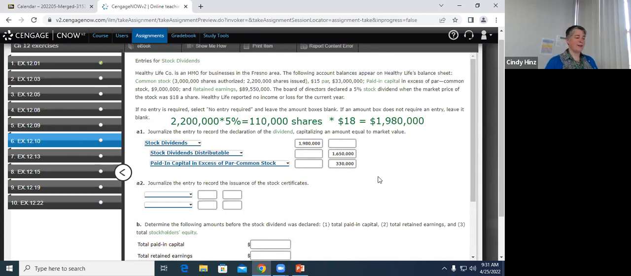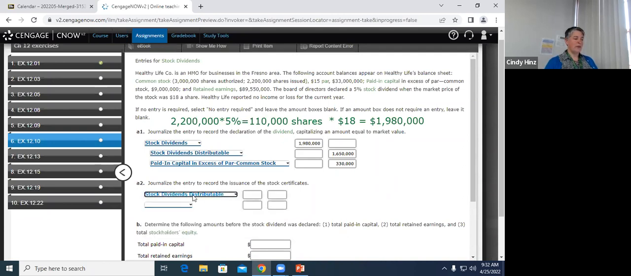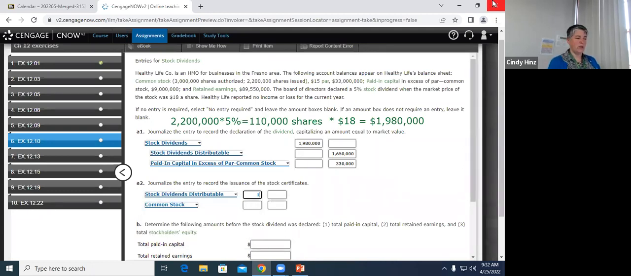But if we look at the next step here for A2, it says, okay, now we're going to issue those stock certificates. We're actually going to issue the stock. And at that point, it's no longer distributable. It's been distributed or issued, and we can move the par value into the common stock account. Not when the dividend is declared, but when it's actually issued.